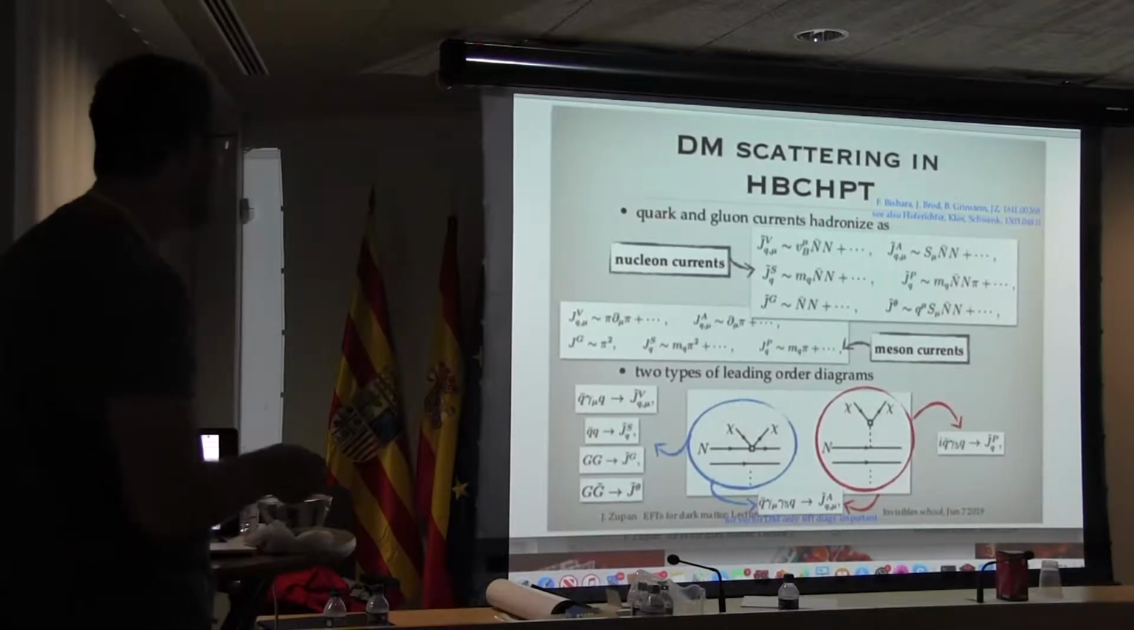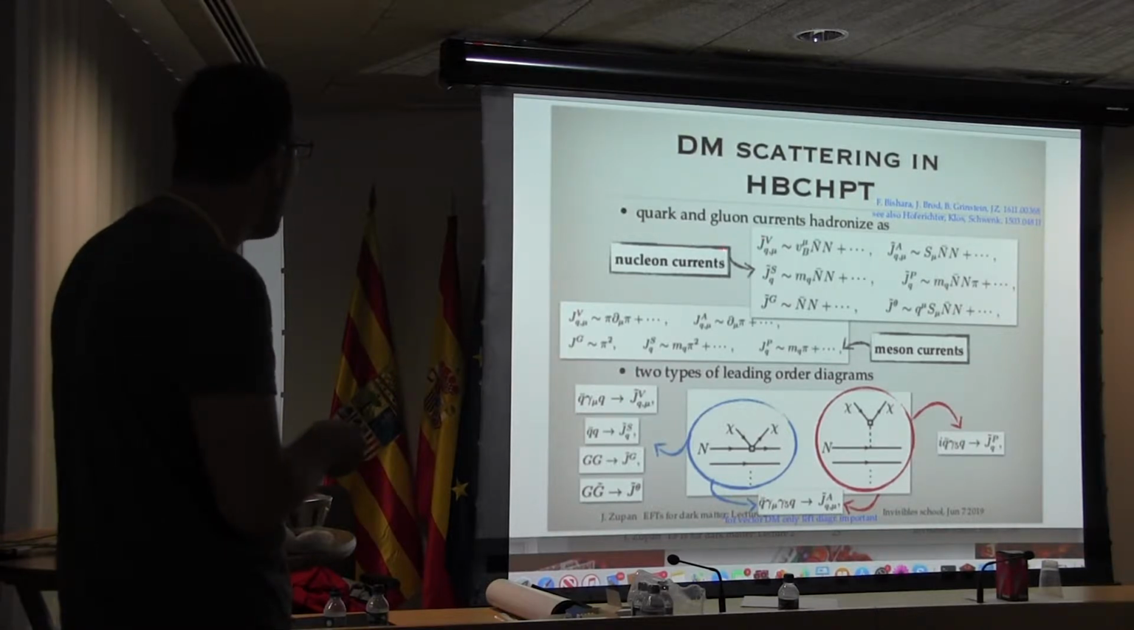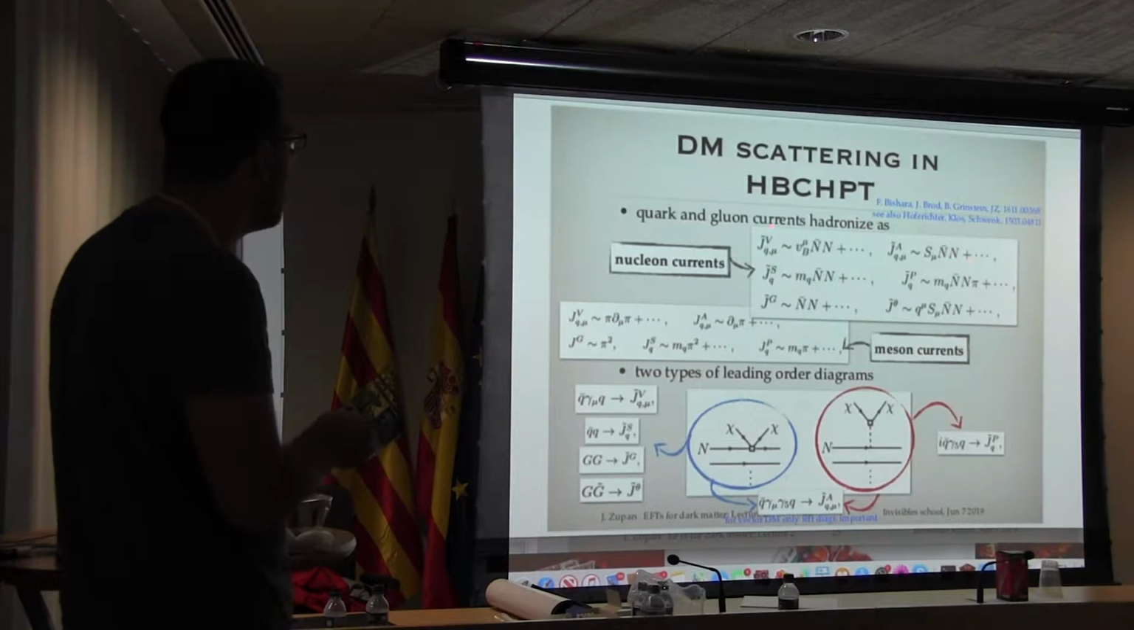So now we have this heavy baryon chiral perturbation theory, and this describes how, for instance, if I take a vector current on the quark side, I will get a nucleon current, where this is the four-velocity of the nucleon. And if I have an axial current, I'll get a spin operator, and all this is now described in this heavy baryon formalism.